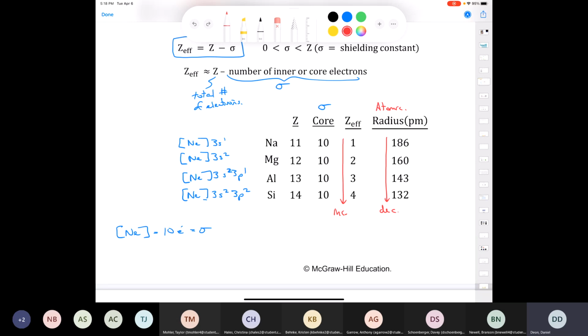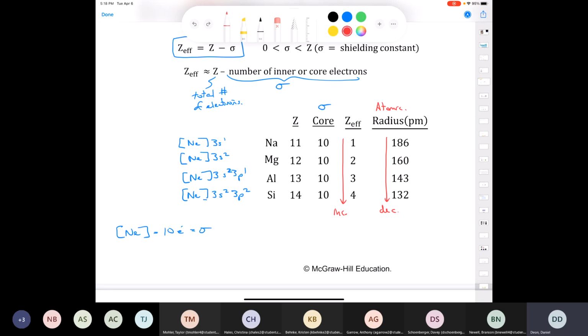Not so fast. Remember, we're increasing the total number of protons in the nucleus. Therefore, the positive charge is increasing as we go across the period. But the number of electrons in the core that are blocking the valence electrons, or the outer electrons, stays the same. And so less of the effect of the core or the positively charged nucleus is going to be felt by those outer electrons, right?